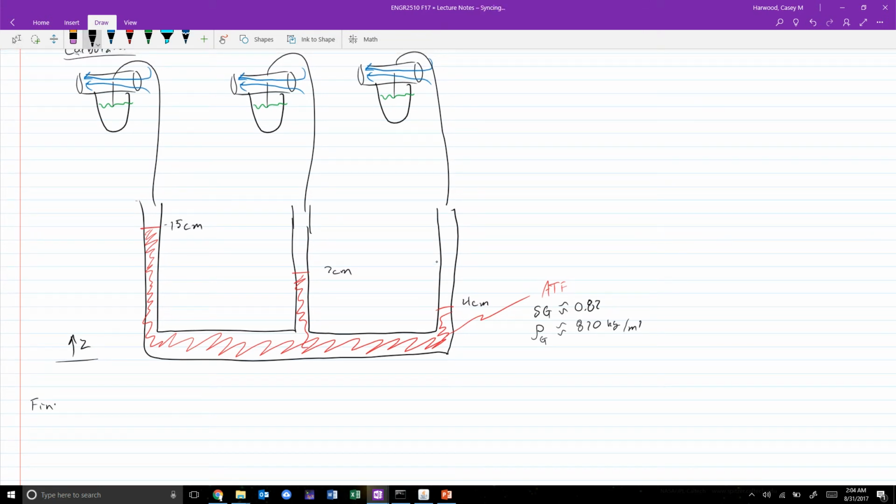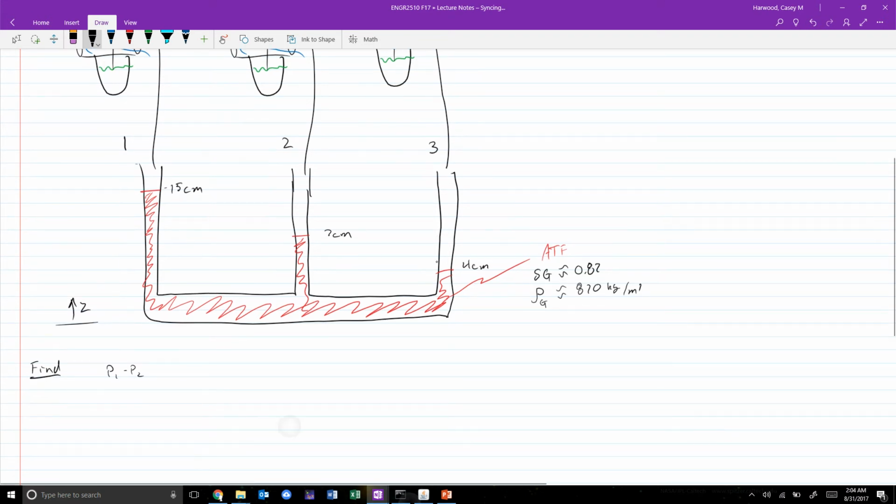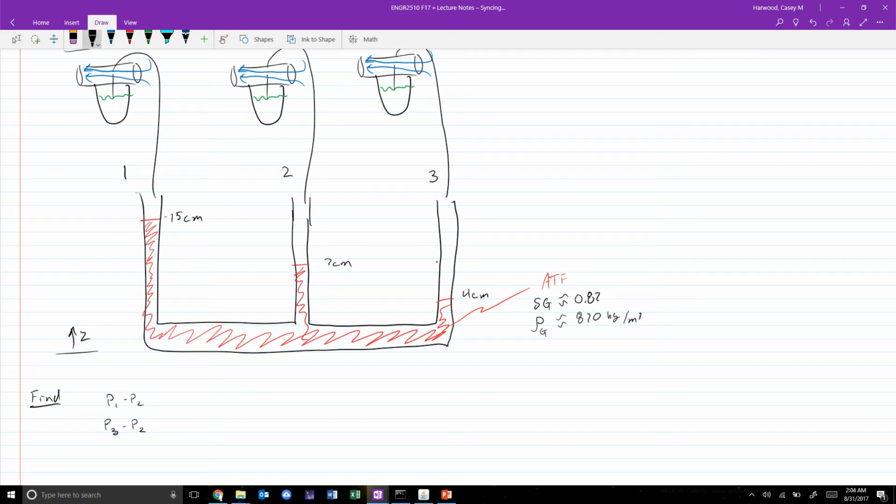What we're asked to find is, what is the pressure difference between cylinder, well, we forgot to number these, 1, 2, 3. What is the pressure difference between 1 and 2? And what is the pressure difference between 3 and 2? That is, if we were to say that number 2 is what we're going to call a reference, how far are we going to have to adjust cylinder 1 and cylinder 3 to match it?